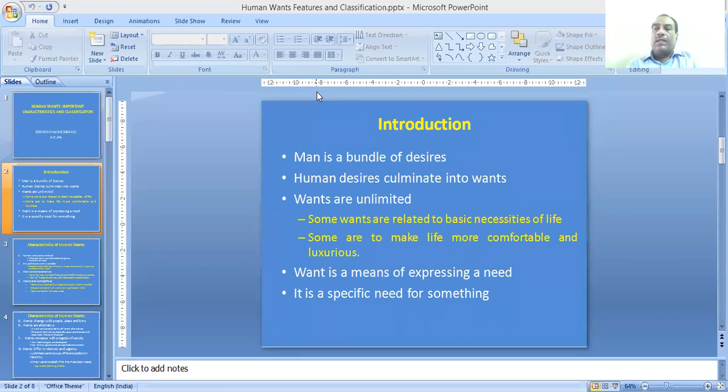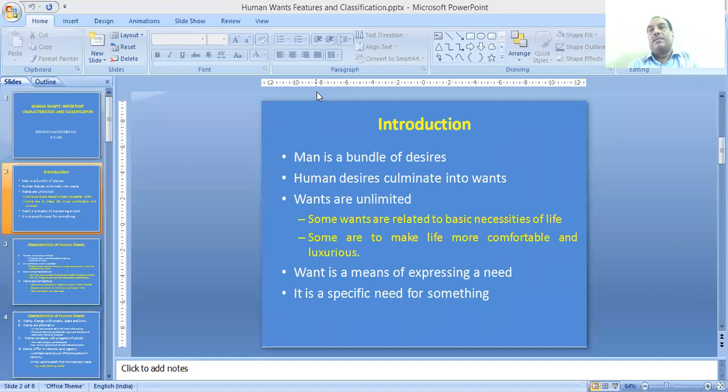So want is a means of expressing a need. It is very important. We have needs, and when we express our needs, it becomes want. So want is a means of expressing a need. It is a specific need for something. It is very important to understand here that it is a specific need for something. Everybody needs food, clothes, and shelter. We live in a civilized society, and these are the minimum basic requirement that we need.